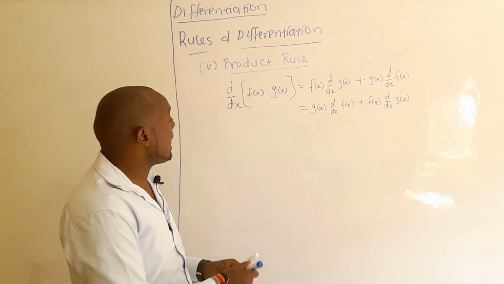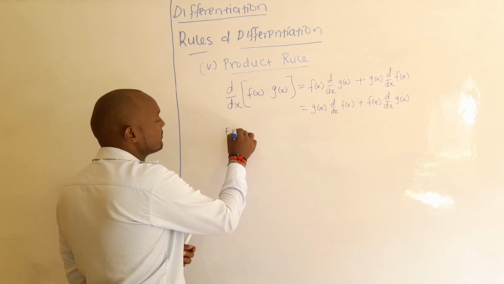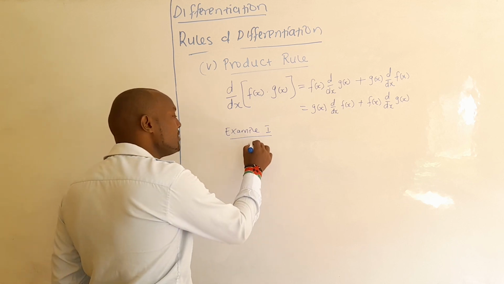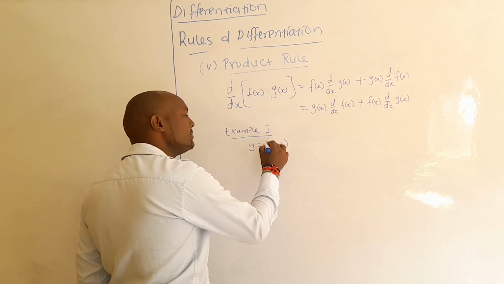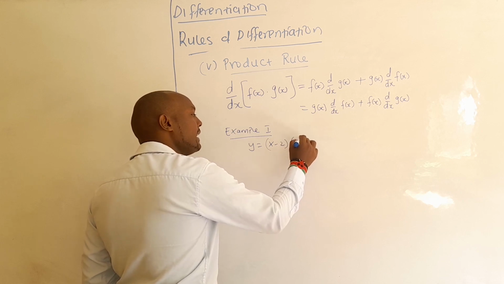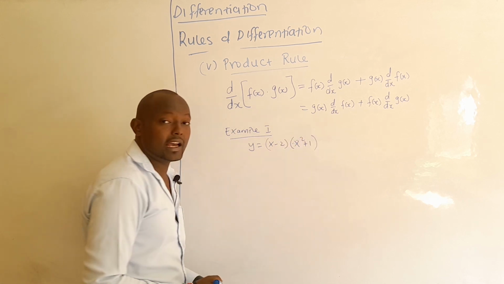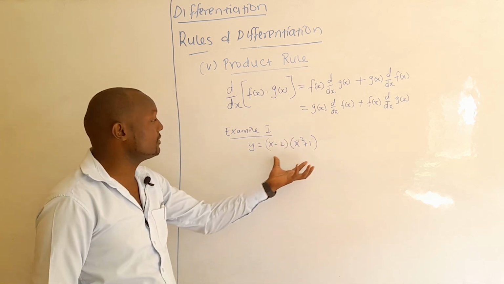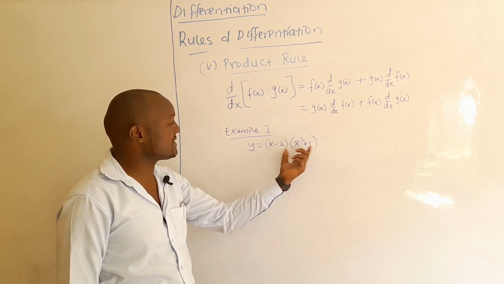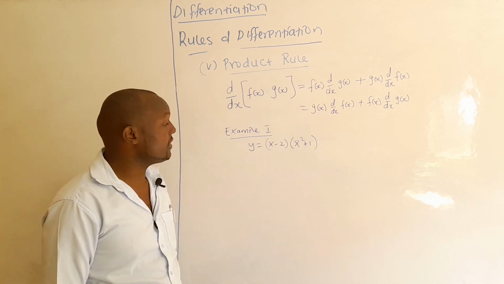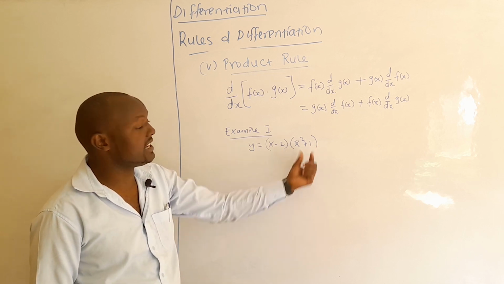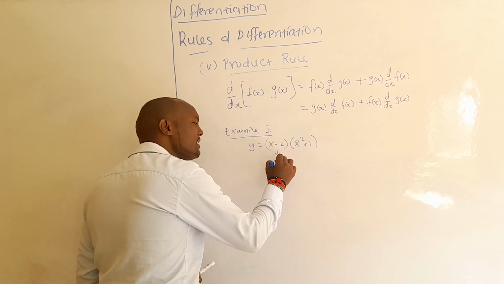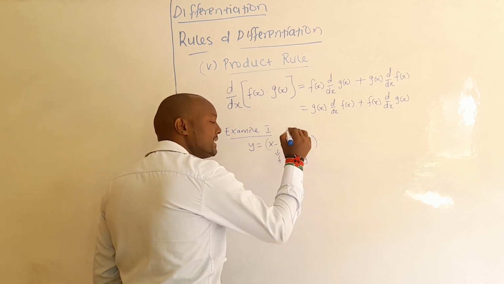So let's take our first example. Assume we have a function, the product of x minus 2 and x squared plus 1. You are required to differentiate our function y. Our function y is a product of two differentiable functions, x minus 2 and x squared plus 1. How do we differentiate this one? Remember, we will treat this one as f, and this one as g, functions of x.